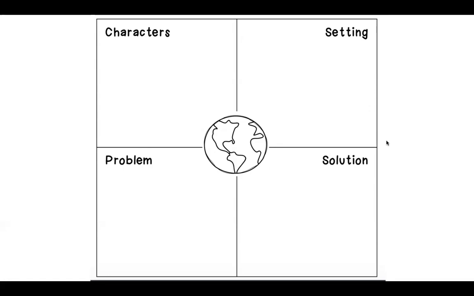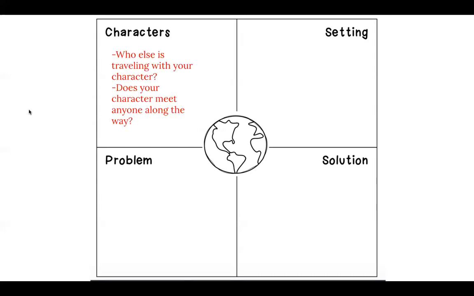Now that you have this written in your notebook, I'm going to talk to you a little bit about the information that you should include in each of these boxes. And then you're going to have work time to do your own brainstorm ideas and write them in the boxes. So for characters, in this box, you should be thinking about who else is traveling with your character. What are these individuals like? How old are they? How does your character get along with them? All of that stuff. Does your character meet anyone along the way? So maybe someone that's not traveling in the wagon train with them.